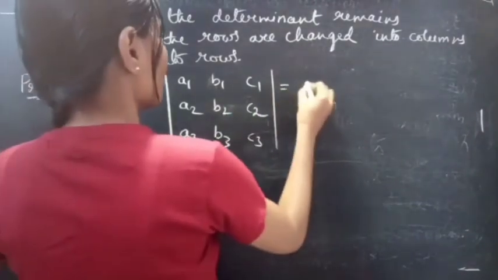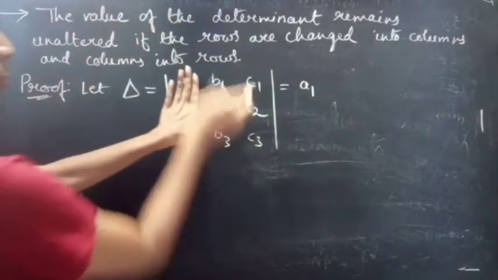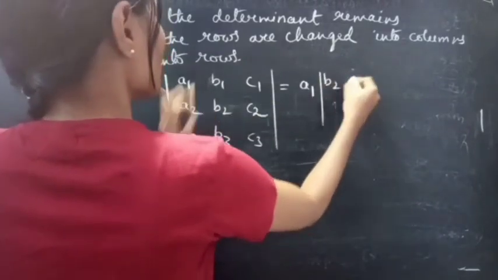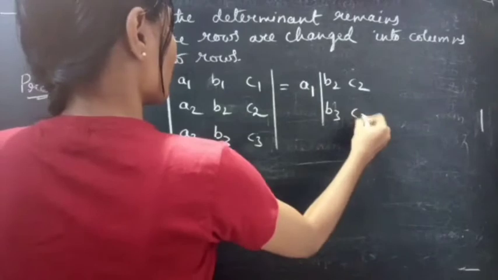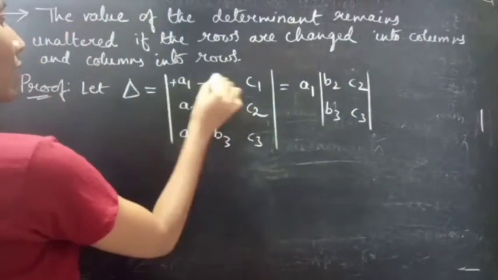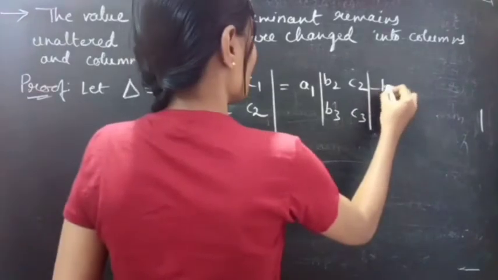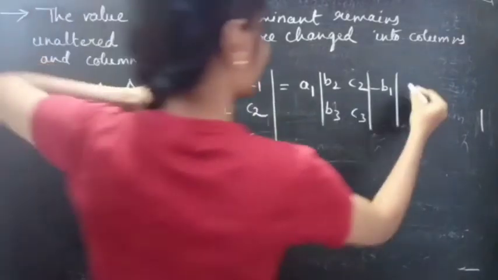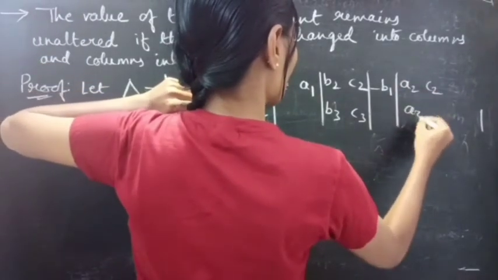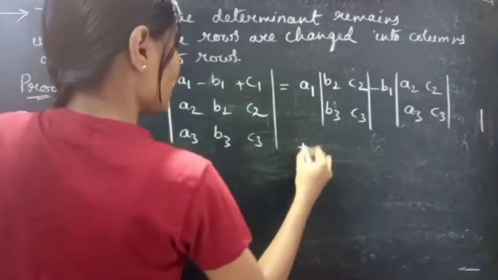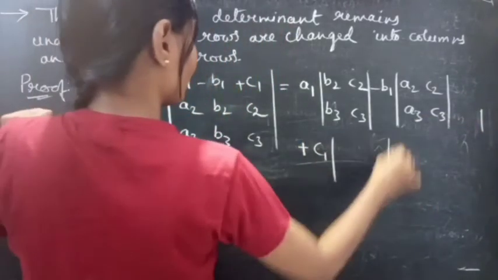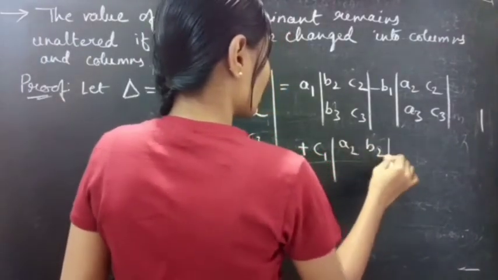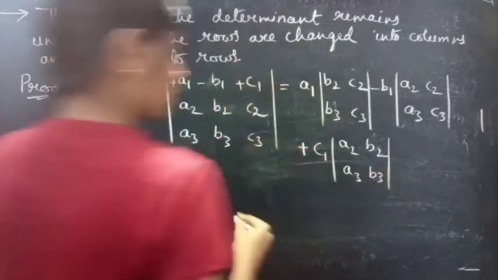Which is equal to A1 into the determinant of B2, C2, B3, C3, minus B1 into the determinant of A2, C2, A3, C3, plus C1 into the determinant of A2, B2, A3, B3.